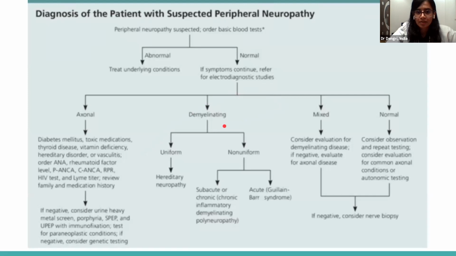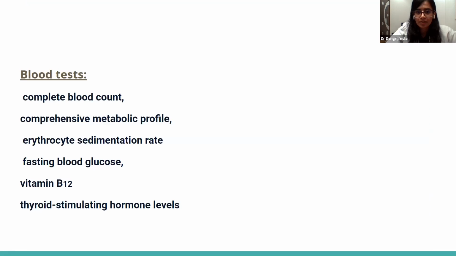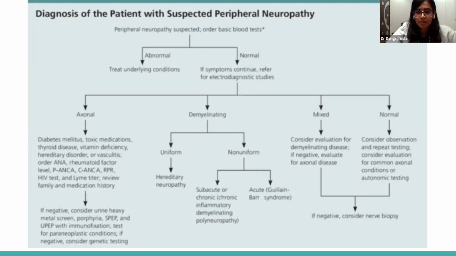So this was the algorithm that I found. After examination, you order certain blood tests. Blood tests are the CBC, CMP, ESR, fasting blood sugar or the HbA1c, B12, and TSH. If anything is abnormal, you treat the condition and you observe the patient. If everything is normal, then you go for electrodiagnostic tests, which are the NCV and EMG.